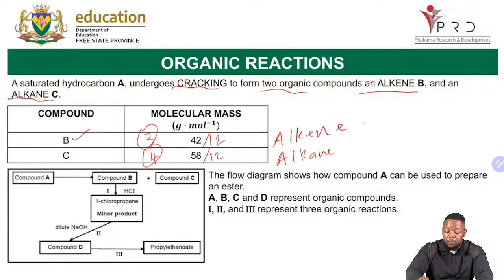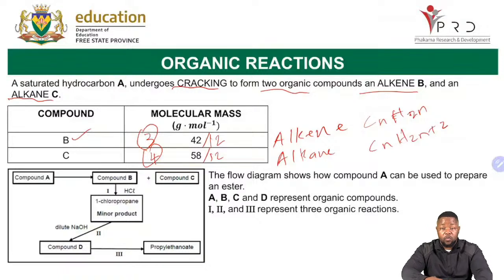We also need to remember the general formulas. The general formula for alkenes must be CnH2n. For alkanes it must be CnH2n+2. Therefore, that will help us to know the number of hydrogens that are there.